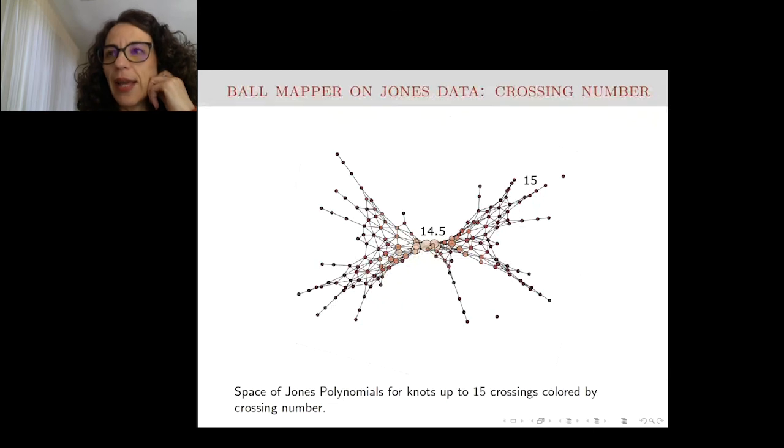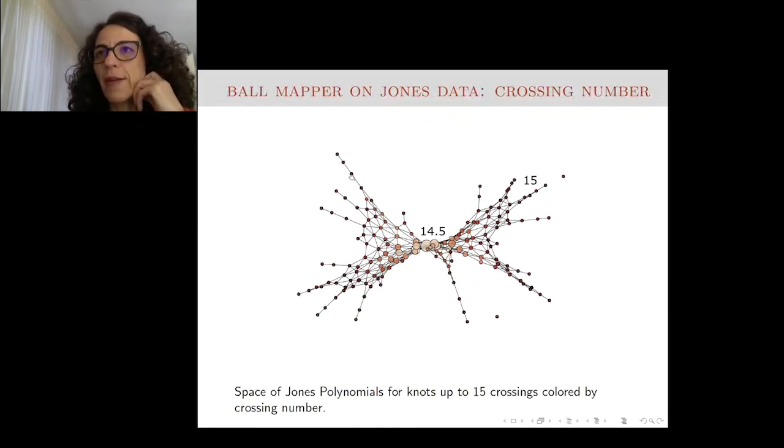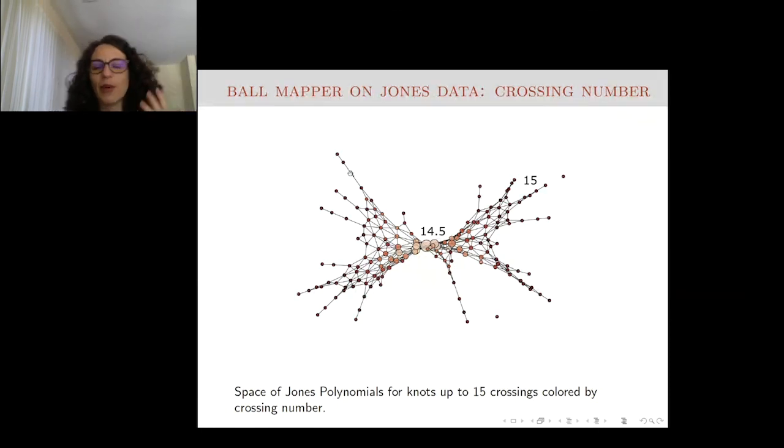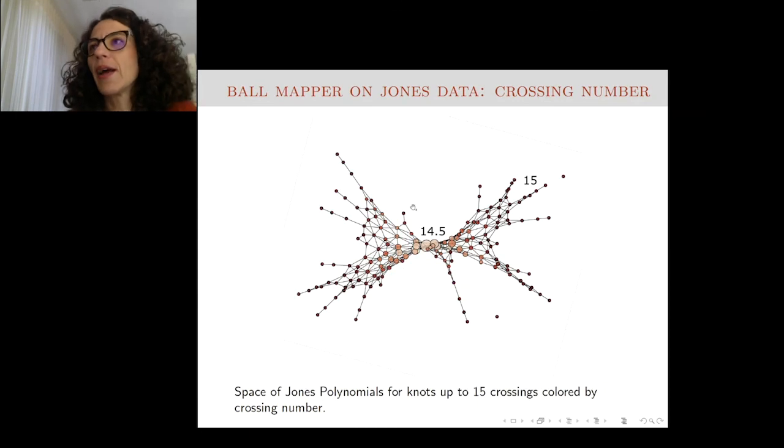Each one of these nodes represents a certain number of knots, and if there is an edge between two nodes, that means Ball Mapper found that their Jones vectors are close by, that they're somehow similar. What you see here is that the smaller crossing numbers are towards the center of this graph, and the higher crossing knots are towards the ends, these flares, that to me look very similar to the filtered PCA results that we obtained.